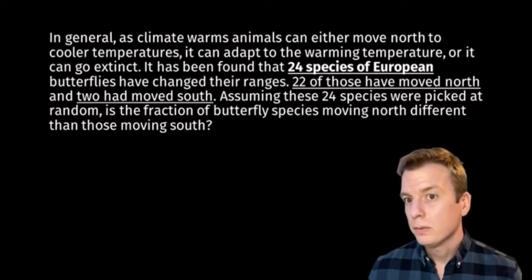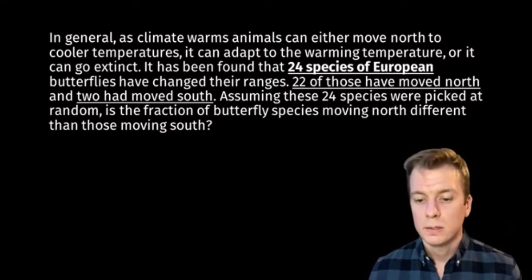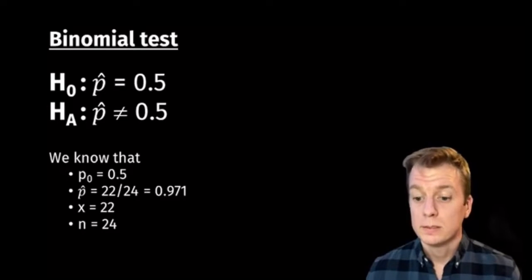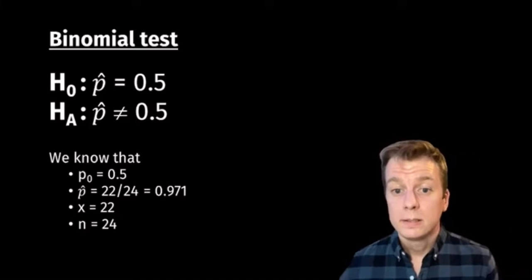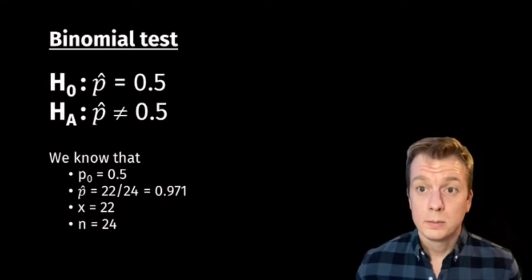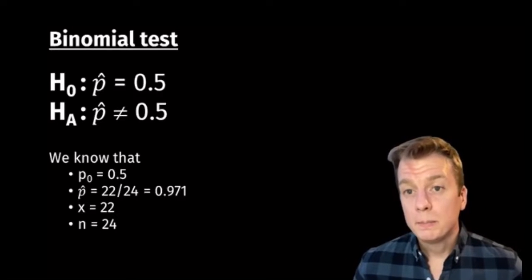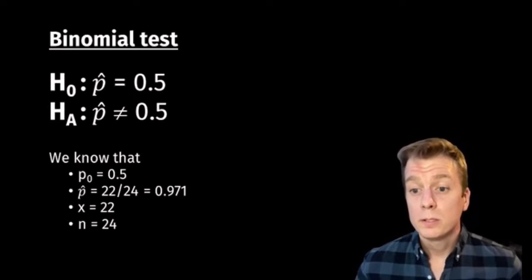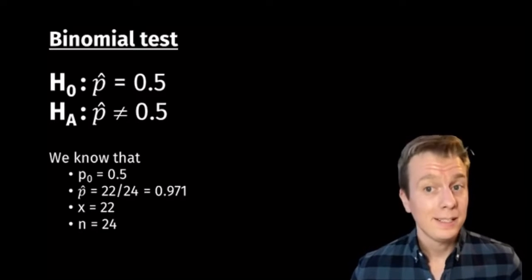Assuming these 24 species were picked at random, is the fraction of butterfly species moving north different from those moving south? Our first step, of course, is to state our null and alternative hypotheses. H0 is p equals 0.5. So we're interested in whether the proportion of north and south is 50%. The alternative hypothesis is that p does not equal 0.5. Note the proportion can be higher or lower than 0.5 for our alternative hypothesis, so the test is two-tailed.